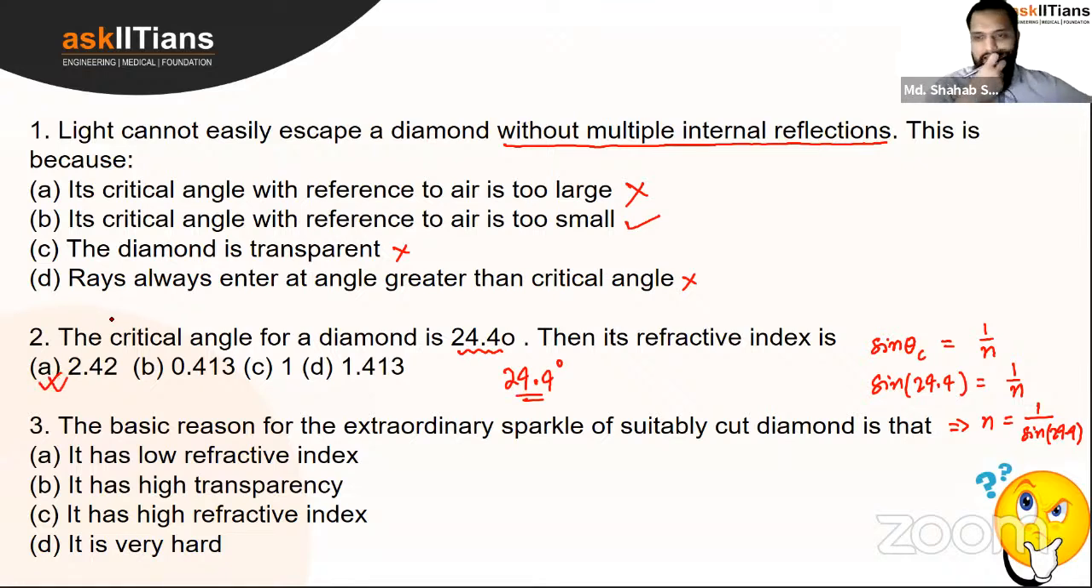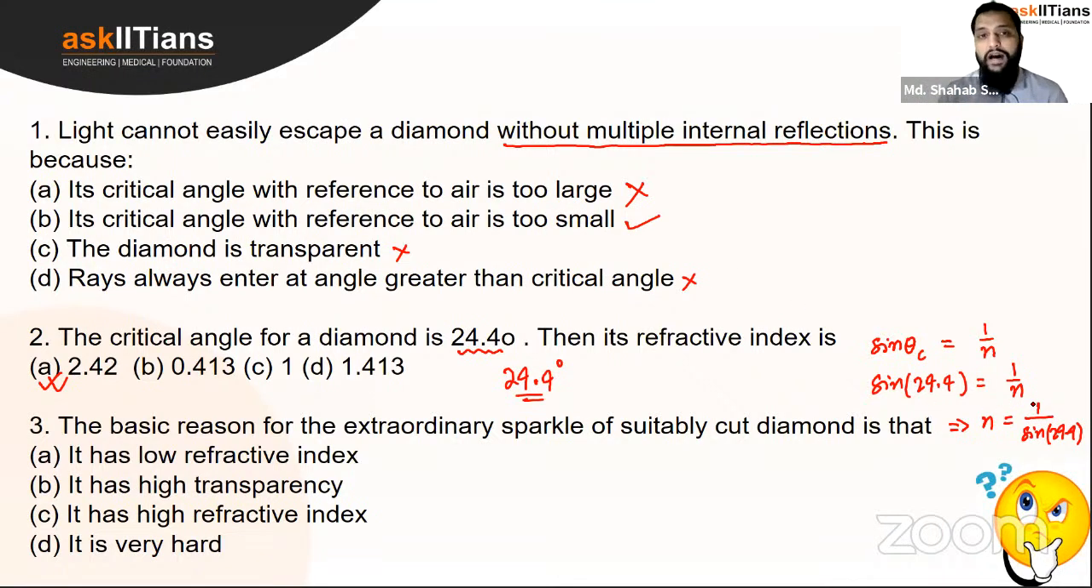So this is the correct answer. I know it is not possible to calculate sine 24.4. So what I can guide you, 24.4, you can treat it as approximately 30 degrees, right? And sine 30 is how much, guys? Sine 30 is 1 by 2.